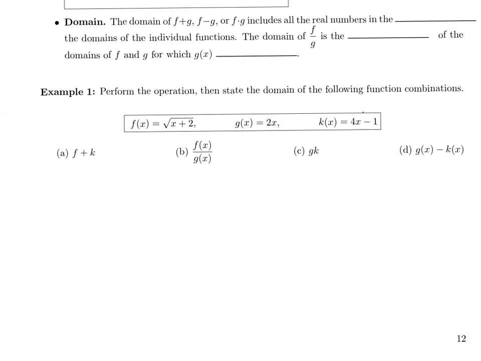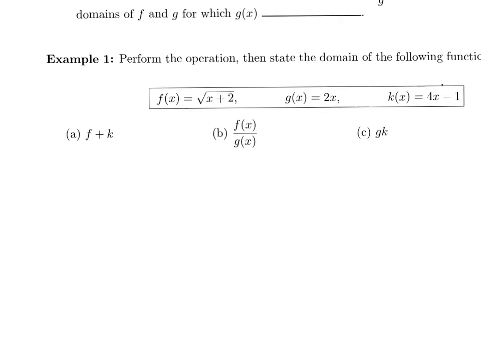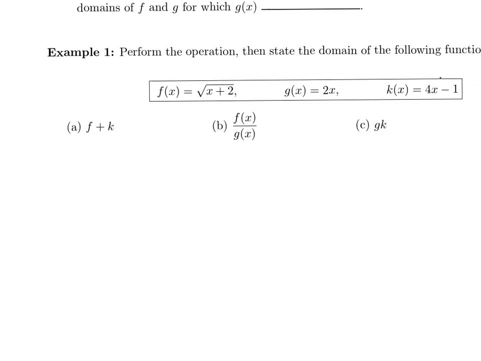If you look at the bottom of page 12, all of this should be review. We've done this before, so it might have been a while. This question says to perform the operation, then state the domain of the following combinations. Remember that your answers need to be in interval notation. This question is asking to add the f function with the k function. So I'm going to rewrite it as f of x plus k of x. What that means is you're adding the f function with the k function.